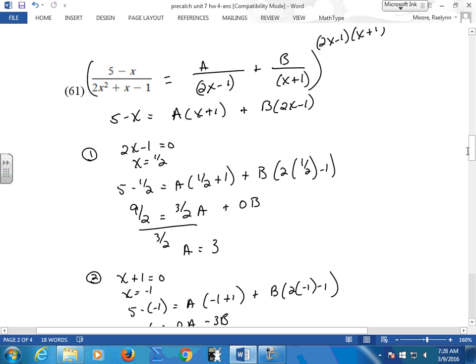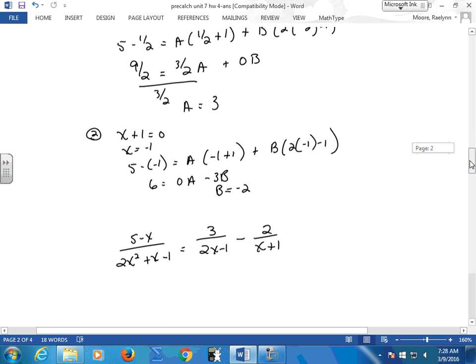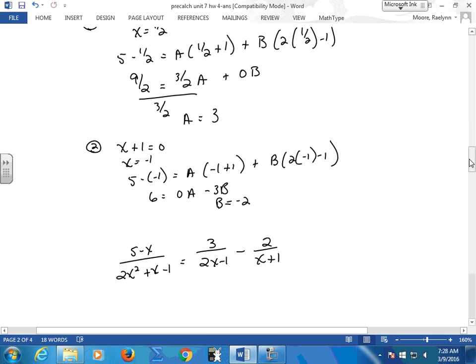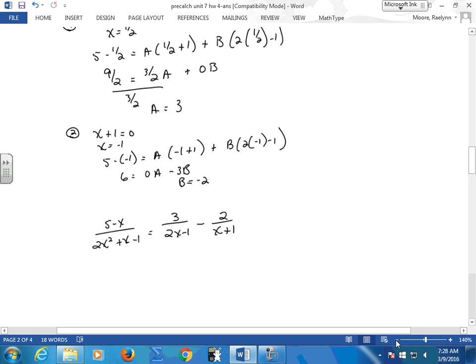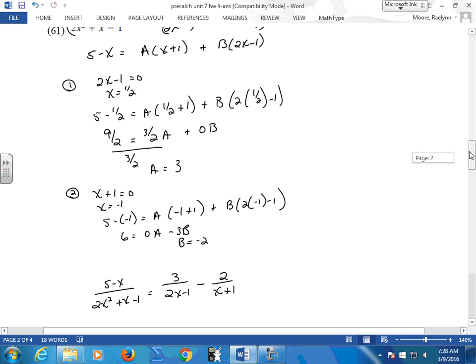And this one, I have to scroll down to get to the answer. I don't know why this one took a lot of space. Let's see if I can shrink it down. Okay?